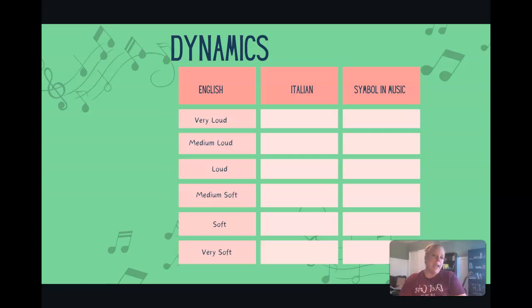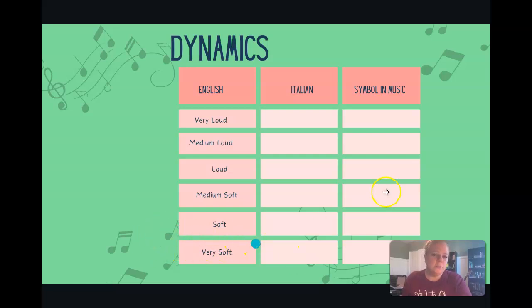Now, we have here a table that has the English equivalent for what these dynamics are. The Italians were the first to describe some of these things, so we use Italian instead of the English equivalents. Each equivalent has its own Italian word, and then how that is abbreviated within the music.